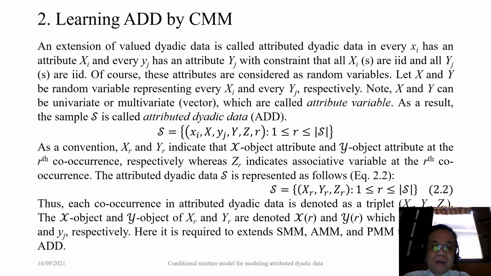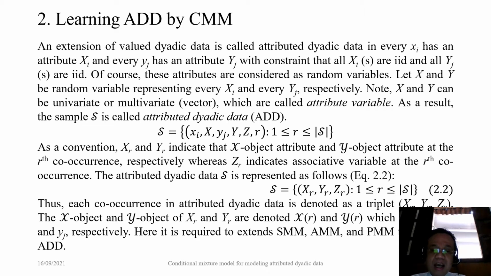Let X and Y be random variables representing every x_i and every y_j respectively. Note X and Y can be univariate or multivariate, and are called attribute variables. As a result, the symbol S is called attributed dyadic data S. The convention X_r and Y_r indicates the X attribute and the Y attribute at the r-th co-occurrence respectively, where Z_r indicates the associative variable at the r-th co-occurrence. The attributed dyadic data S is represented by equation 2.12.